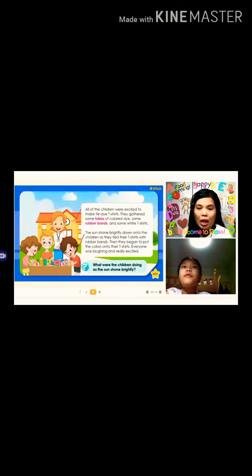All of the children were excited to make tie-dye T-shirts. They gathered some tubes of the colored dye, some rubber bands, and some white T-shirts. The sun shone brightly down onto the children as they tied their T-shirts with rubber bands. Then they began to put the colors onto their T-shirts. Everyone was laughing and really excited.